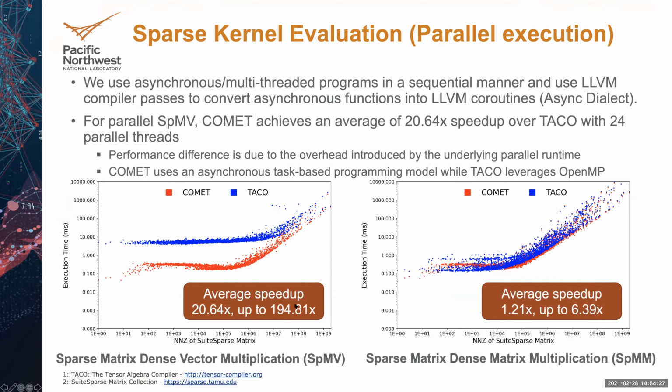We investigated the reason and found that the overhead of the OpenMP runtime is noticeable as compared to the async runtime using MLIR, especially for small matrices. This effect goes down a little when we increase the number of non-zeros in the matrix.